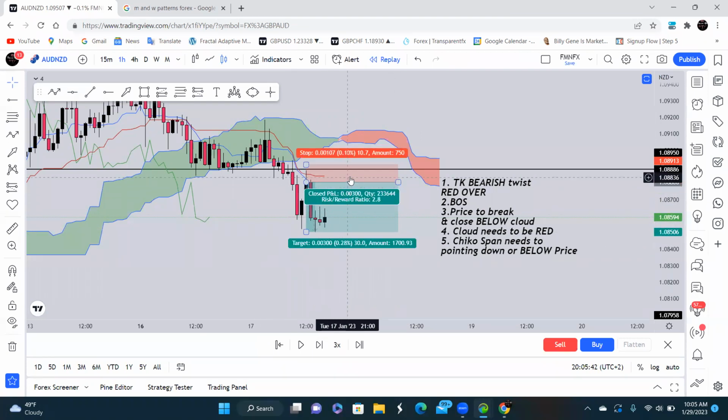Okay, and this was a good trade. This was a 2. This was a 2.8 and almost a 3. So that's a good trade. Okay.